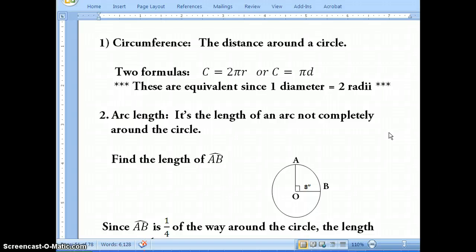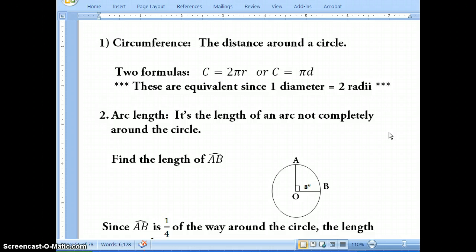Now we define circumference as the distance around a circle. Circumference is very, very similar to finding the perimeter of a polygon. But because circles are not polygons, we use a different word for it, hence the word circumference. And I know you've probably run into these in the past in your math career.